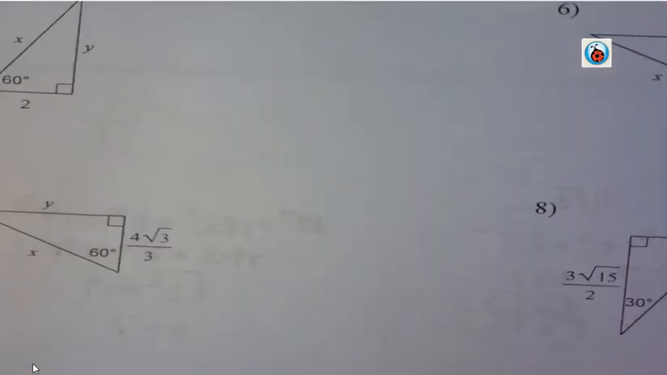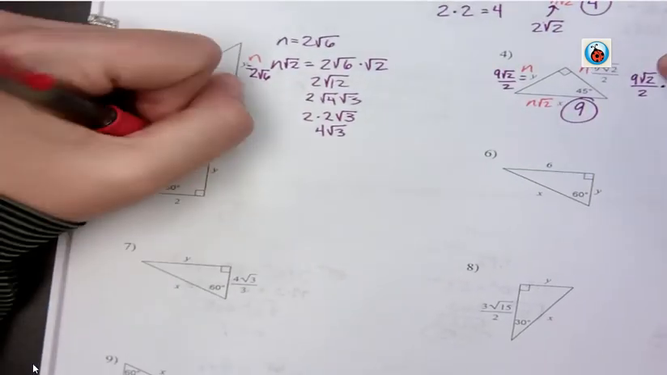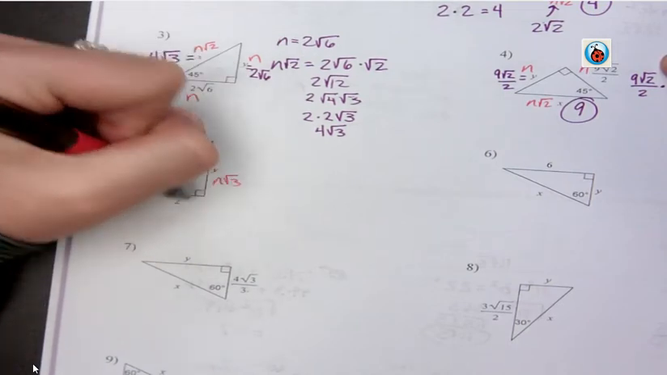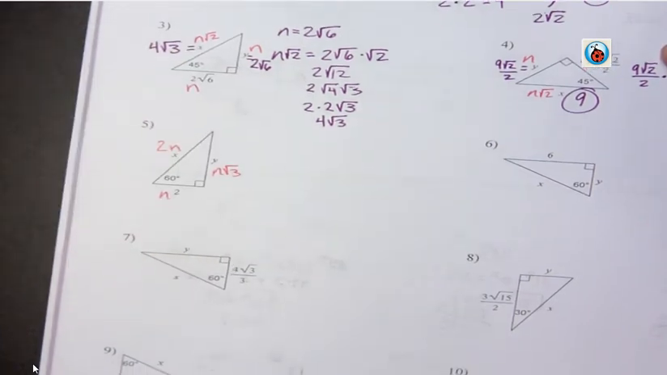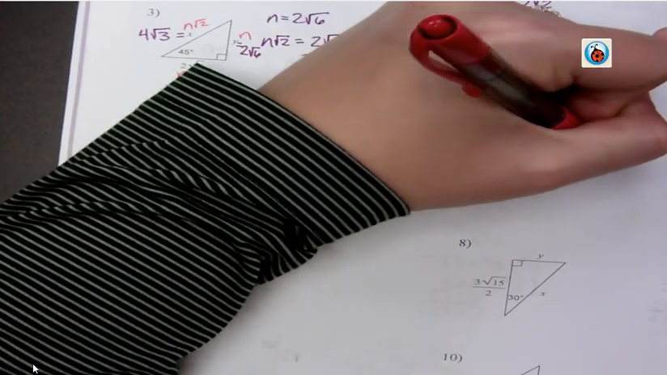I am going to zoom this out a little bit, and I'm going to use this triangle, and I'm going to label these n root 3 and 2n. So our hypotenuse is going to be 2n, our long leg is n root 3, our short leg is n. And I'm going to do that for 5 through 8. So you go ahead and do that as well.